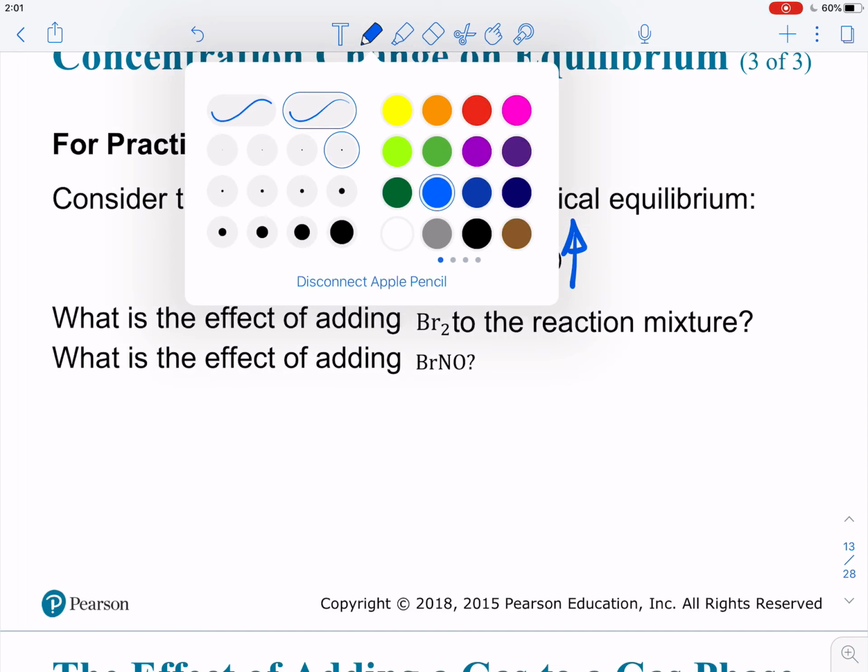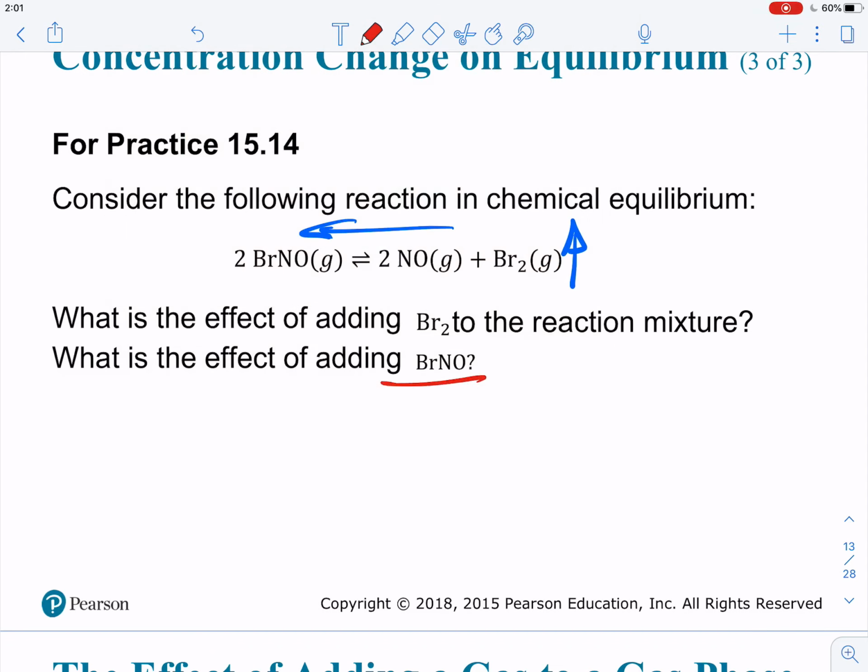And the second question is, what happens if you add more BrNO, which is here? Now, this is a gas. This will have an impact. Therefore, if you increase the concentration, if you add more of this, the reaction will shift to the right, because you are moving away from the side in which you are adding. If you are adding to the reactant side, then the equilibrium will shift towards the product. If you are adding to the product side, then the equilibrium is shifting towards the reactants.